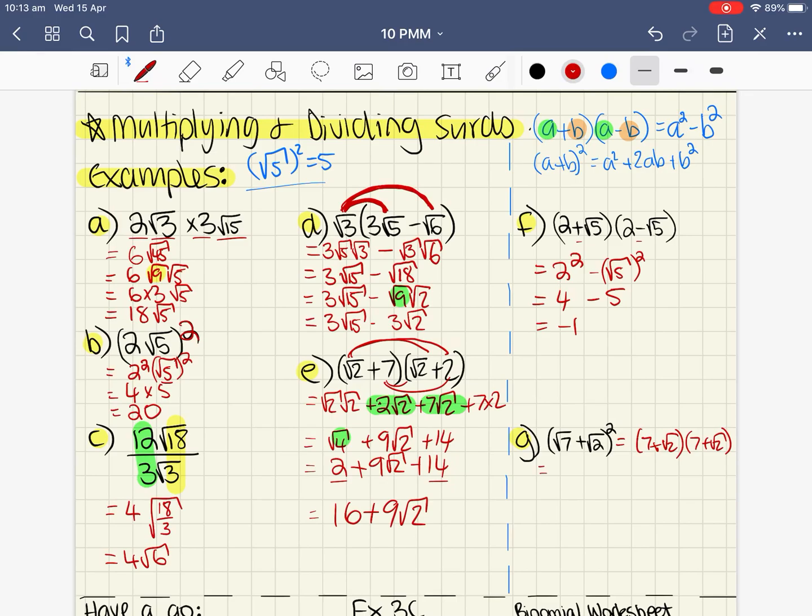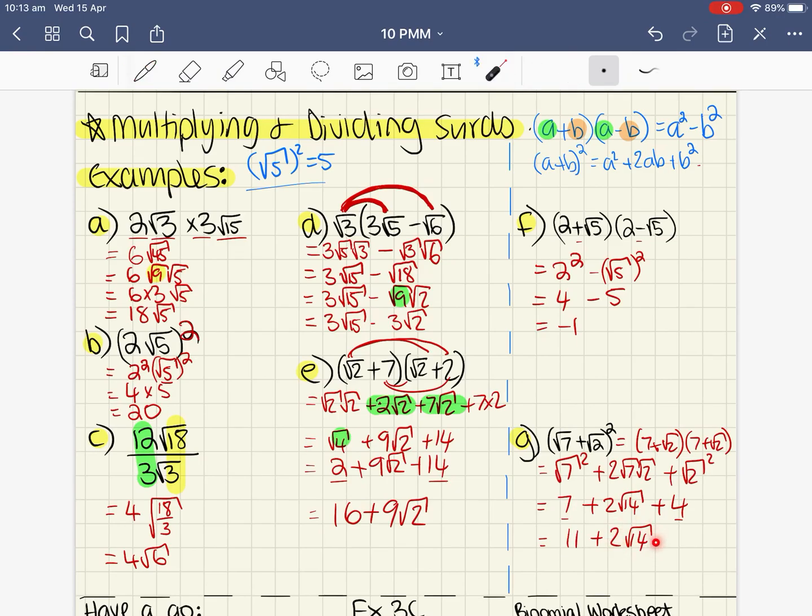Okay, but what I'm going to do is I'm going to jump straight to the answer I know it's going to be. I've got root 7 squared plus 2 root 7 root 2 plus root 2 squared. And I'm immediately going to simplify that root 7 squared to 7 plus 2 root 14 plus 4. My 7 and my 4 are like terms there. So that's going to give me 11 plus 2 root 14. And root 14 has no square factors, so this is my answer.